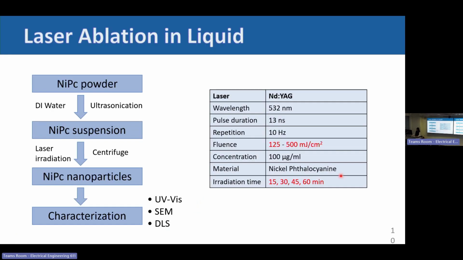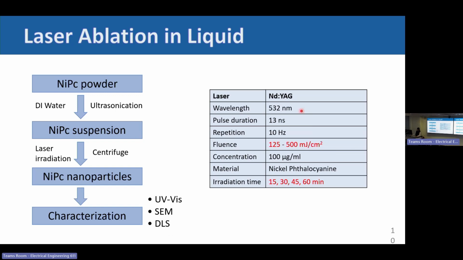And the material I'm choosing is nickel phthalocyanine powder. It's the nickel in the center of the phthalocyanine. And the process would be first to put the powder into the DI water and treat with ultrasonication to get the suspension. Then it's for the laser irradiation. After that, centrifuge the product to get the nanoparticles. And after that, it's the characterization of UV-Vis, AFM, DLS.